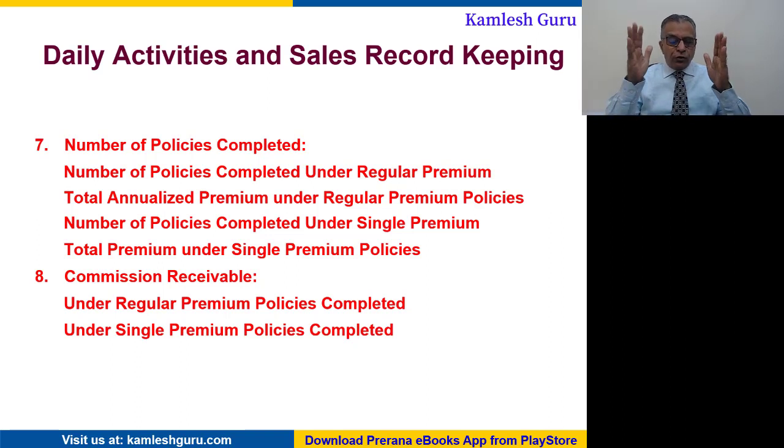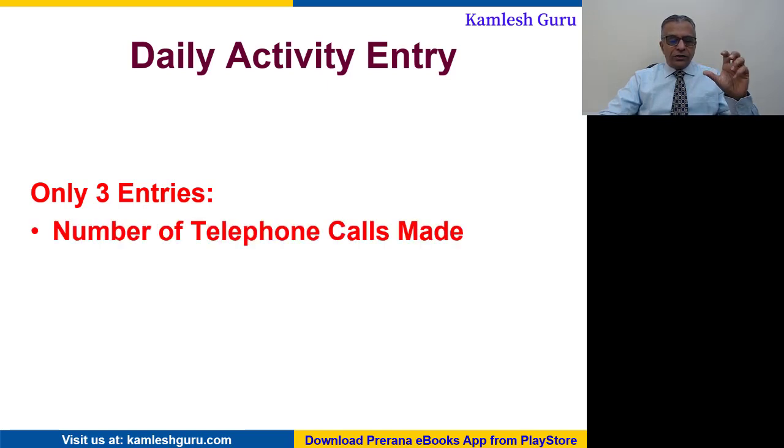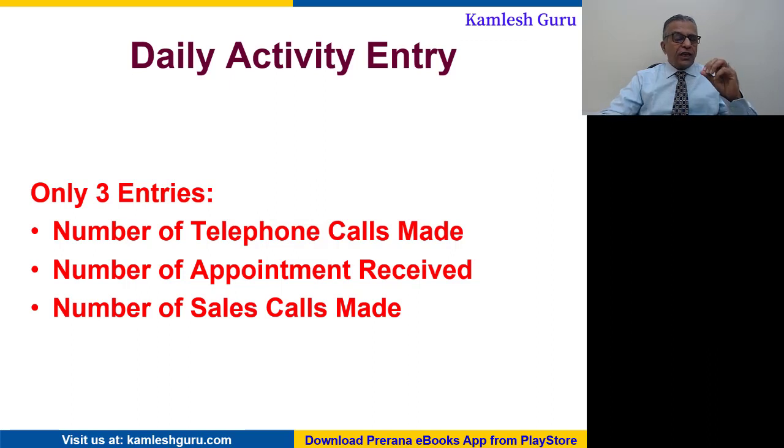So you need not enter all the activities required. All you have to enter are the 3 main activities that you are undertaking. Only 3 entries you have to make under the software. The rest of the reports will be generated automatically by the software. You have to enter the number of telephone calls made for the day, number of appointments you have received for the day, and number of sales calls you have made for the day.